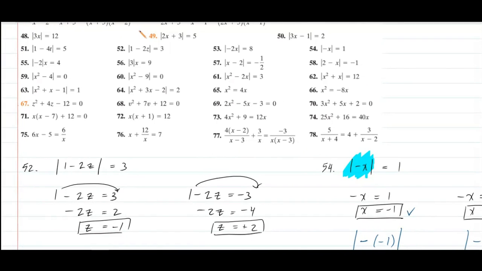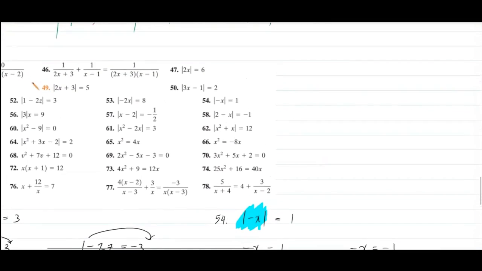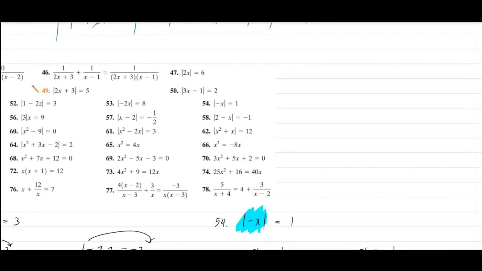All right, number 56, that's a funny looking one. Again, they're just kind of giving you every flavor just so that you don't get tricked later on when you see these types of things. So it says, what's the absolute value of 3 times x equal to 9?